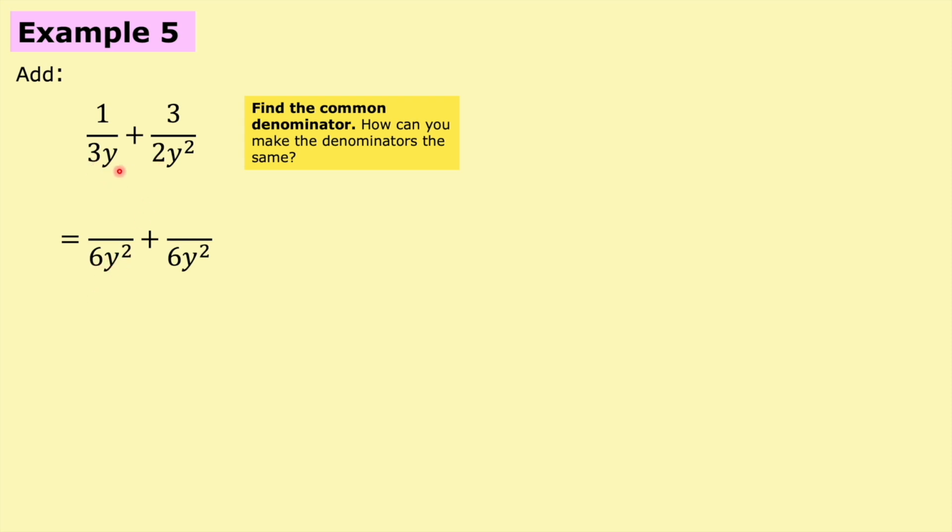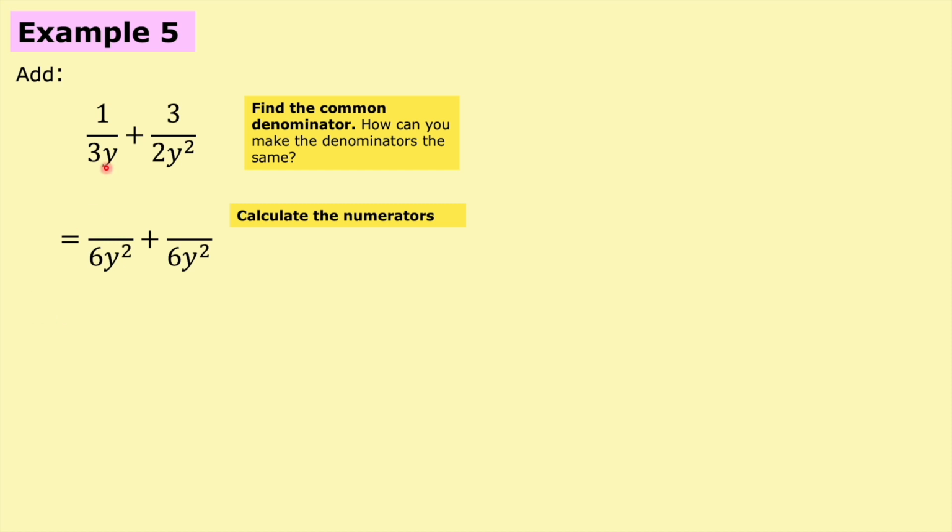So I've looked at the number terms and thought, well, what's the lowest common multiple between 3 and 2? Well, I can change that to become 6. And because we've got y squared, I can change this y to become y squared just by timesing it by y. So now we need to calculate our numerators.